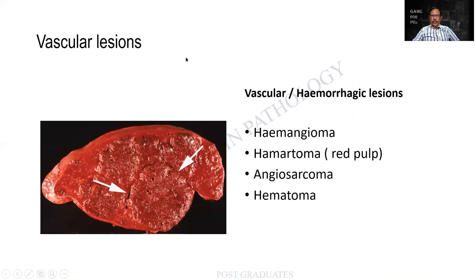And coming to the tumors, there can be vascular lesions, which can be a hemangioma, extremely common. Hemangioma, vascular malformation, and then it is not very well defined. But then I am able to see it is not encapsulated or demarcated. It can be a hamartoma, mainly from the red pulp, angiosarcoma, and then a hematoma in a case of a blunt or a sharp injury. So these are all the vascular lesions you people should be having in mind.